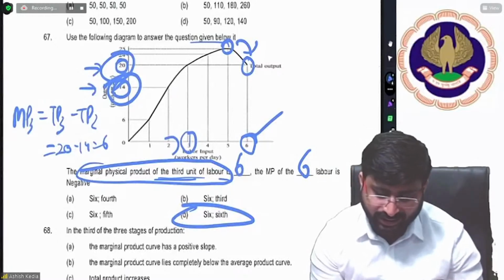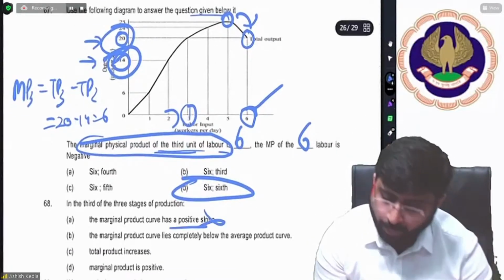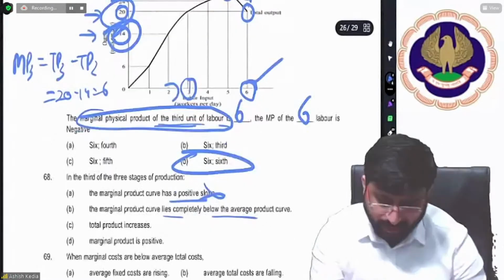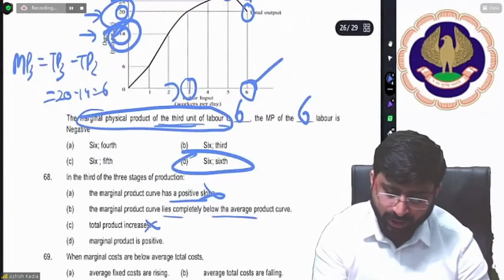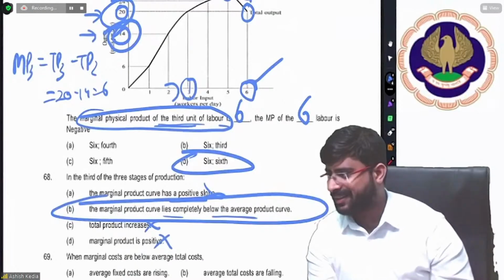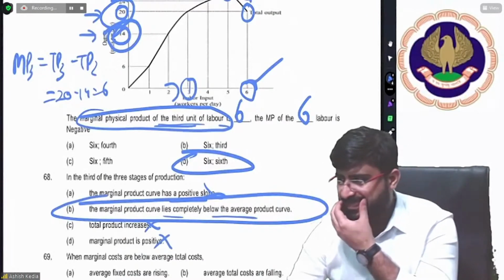In the third of the 3 stages of production, MP has a positive slope. No. MP lies completely below AP. Maybe. Yes. TP increases. No. MP is positive. No. So B is correct. MP lies below AP. That's correct.